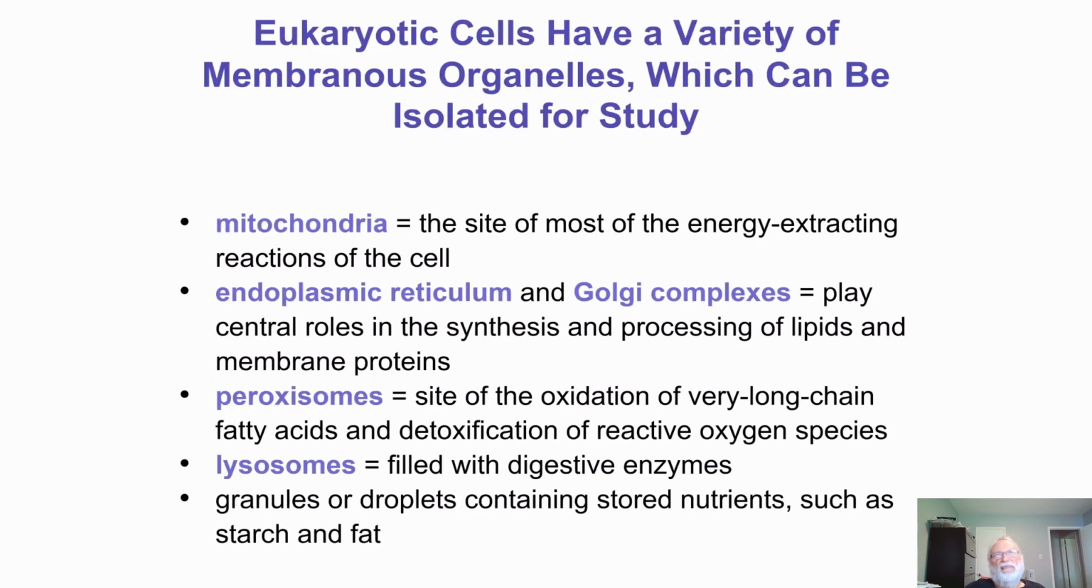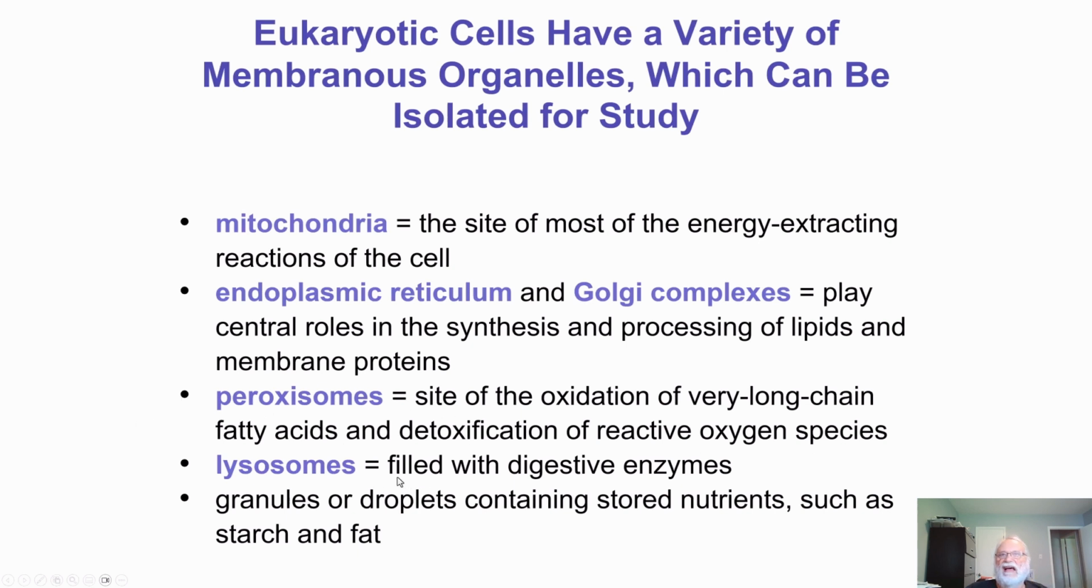Eukaryotic cells can have a variety of membranous structures, which can be isolated for study. We'll probably talk a little about how we isolate and fractionate various parts of the cell. We have mitochondria, the energy-extracting part of the cell, where the energy-containing molecules can be made. There's the endoplasmic reticulum and Golgi, membrane structures which play central roles in the synthesis and processing of lipids, membrane proteins, and exported proteins. Peroxisomes are the site of oxidation of long-chain fatty acids and the detoxification of reactive oxygen species. You might have seen the acronym ROS, and they're regulated in the peroxisome.